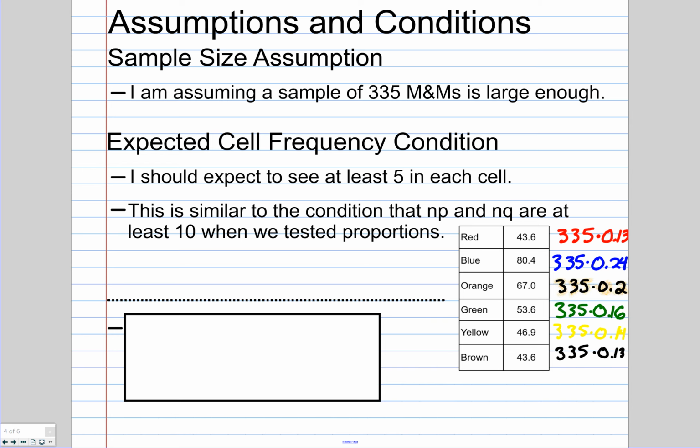All right. How are we feeling about that so far? You'll notice that the expected cell frequency condition says they need to be at least 5 in each cell. When you look at each cell, they're way more than 5. So there's no problems there. You should write the table, and then say, I see that each cell is at least 5. That's what you're writing.